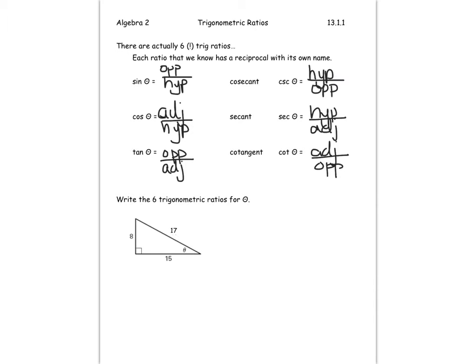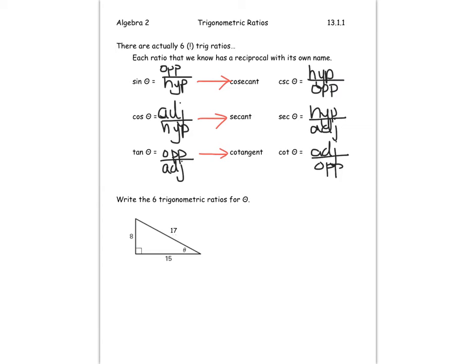What you do not know, maybe, most likely, is that those 3 ratios have 3 reciprocals that have their own names. Sine's reciprocal is called cosecant. The abbreviation is CSC. Cosine's reciprocal is secant, SEC, the first 3 letters. And tangent's reciprocal is cotangent, again, COT, the first 3 letters. By reciprocal, remember we mean flip the fraction over. So literally, sine is opposite over hypotenuse, and cosecant is hypotenuse over opposite.